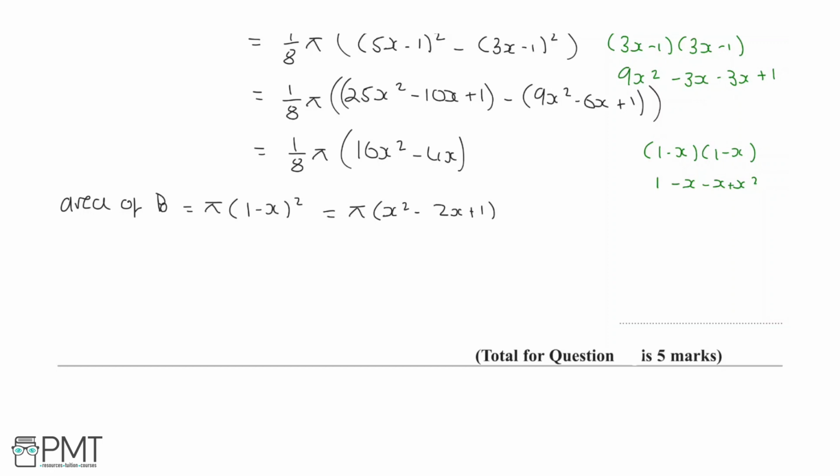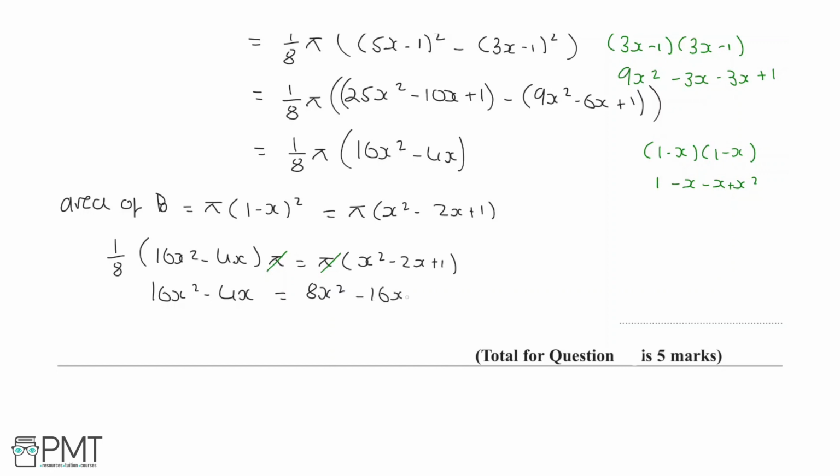Now, all we need to do is set these equal to each other because we're told the areas of both shapes are the same. So we end up with 1 over 8 times 16x squared minus 4x, times pi, equals pi times x squared minus 2x plus 1. Pi on both sides cancel. Multiply this side by 8. So we will end up with 16x squared minus 4x equals 8x squared minus 16x plus 8.